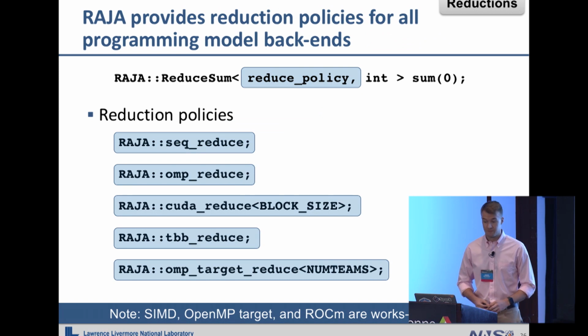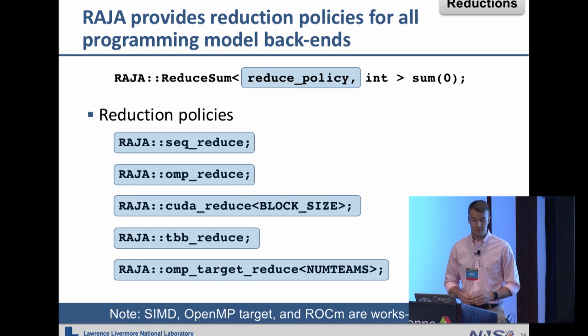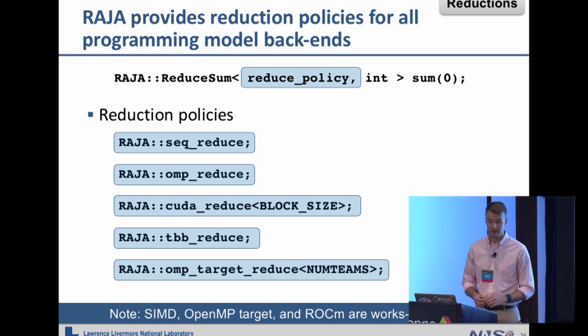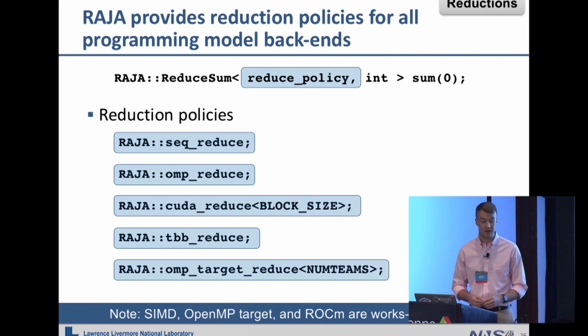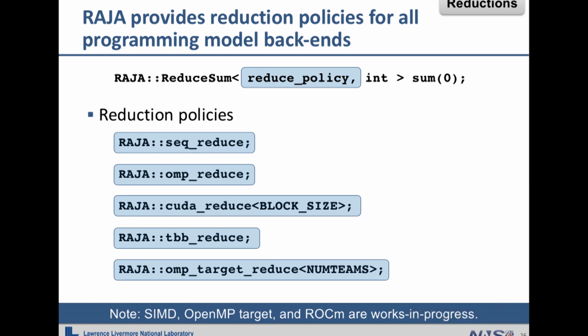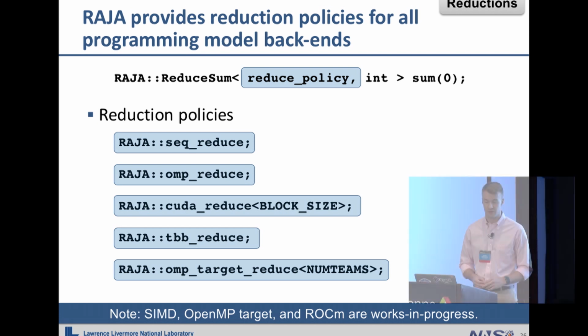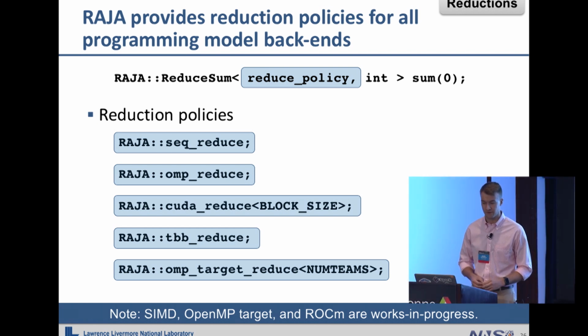And we provide reduction policies that map to all the different backends that you can use for execution. So we have sequential, OpenMP, CUDA, TBB, and then OpenMP target reductions as well. And the same for SIMD, OpenMP target, and the ROCm backend, which is for AMD GPUs. They're still kind of works in progress.